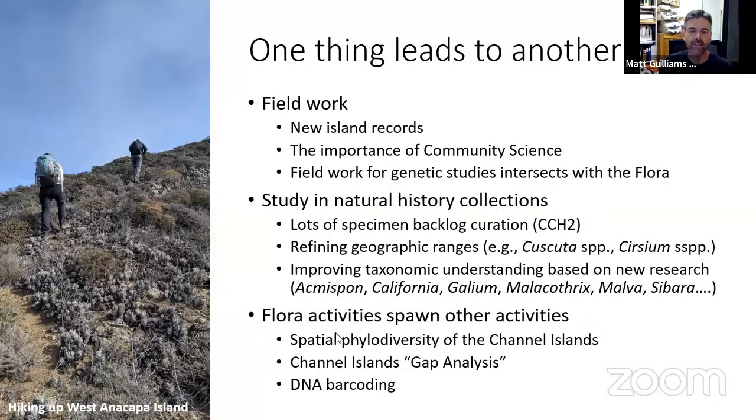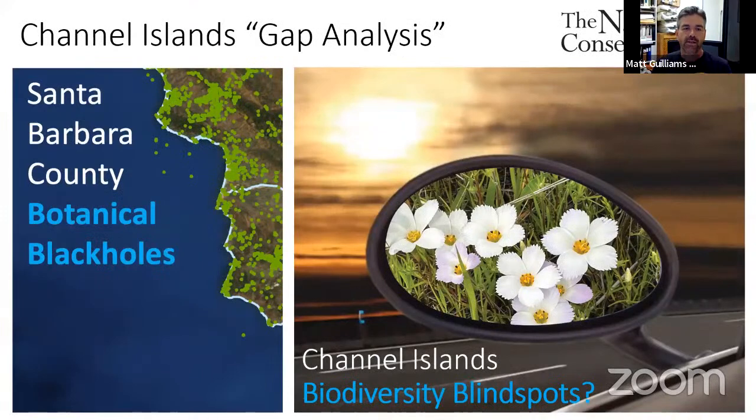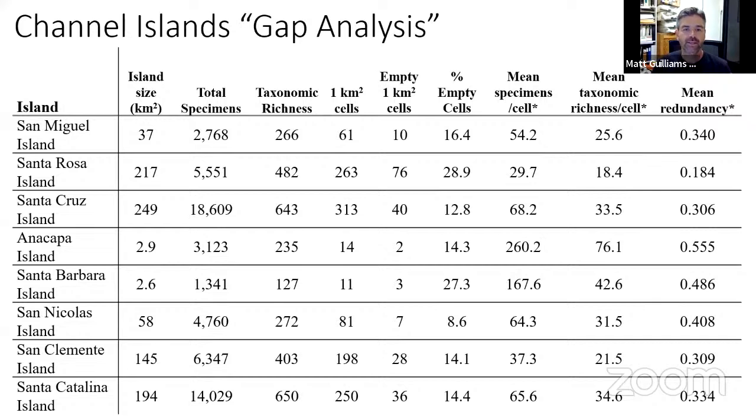And then the last story I want to tell, and I'm sorry, this one's a little bit more data heavy, focuses specifically on gaps. There's this project that we did in collaboration with the Nature Conservancy called the Channel Islands Gap Analysis. It's specifically to get us thinking, using specimen data, whatever we could get our hands on, about where the botanical black holes are, and to a much lesser extent, what our biodiversity blind spots are. And I'm so sorry for hitting you with a big dense table towards the end of my talk here.